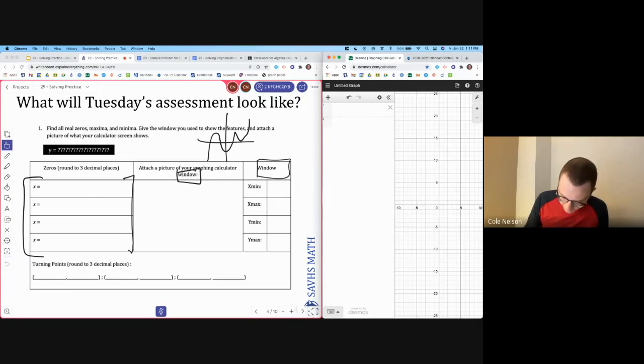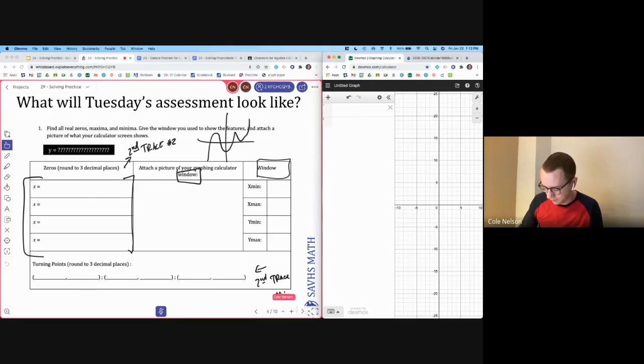You have to identify, so this is second trace, and then option number 2. That's how you would do that on the TI-84. The turning points are second trace, and then I don't remember what the option numbers are, but it's maximum and minimum. Okay. On Desmos, remember that you can just be clicking on all of those options, so you can do it that way.